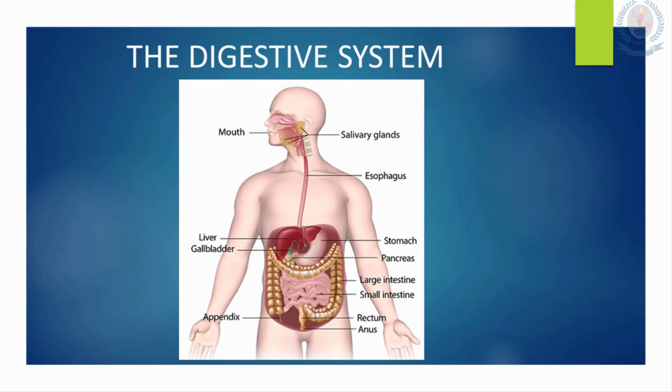And then finally the large intestine. The large intestine is at the end of the digestive system. When the digested food is almost absorbed by the small intestine, the remaining part will enter the large intestine.